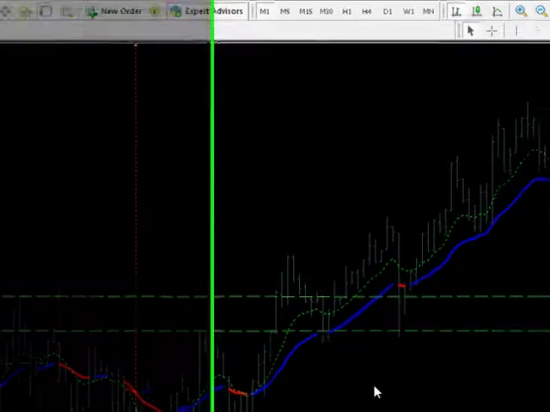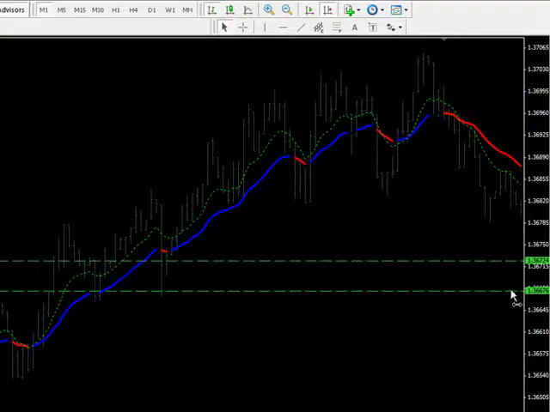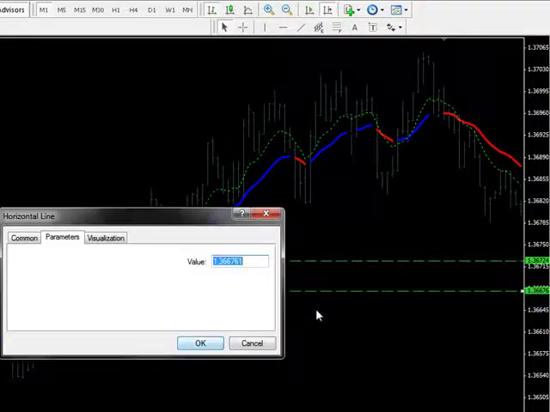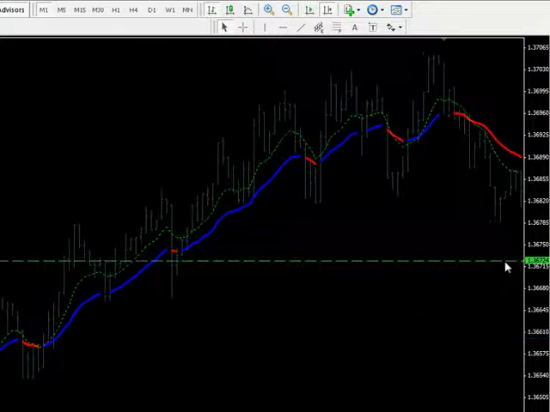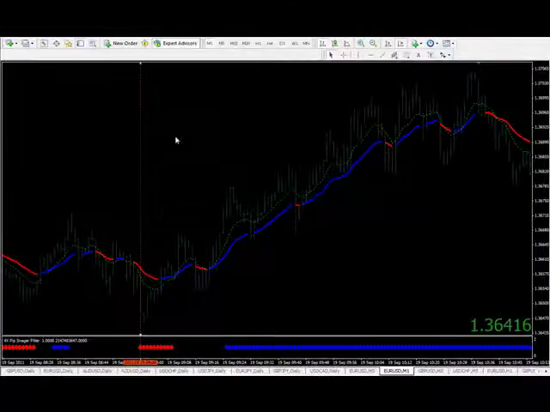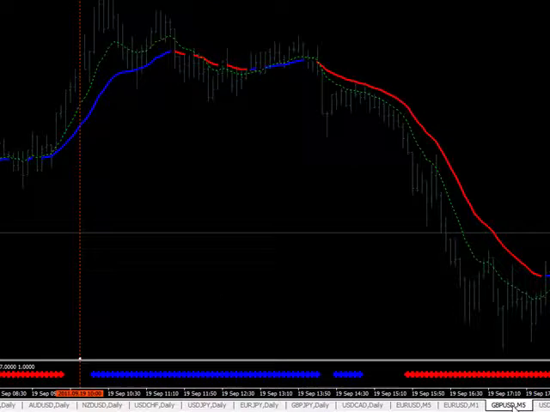Well, that really sucks, doesn't it? It does. No, I don't want that. Delete. Okay, so there was no setups on the 1 minute either. Son of a gun. Okay, so let's move on to the pound.